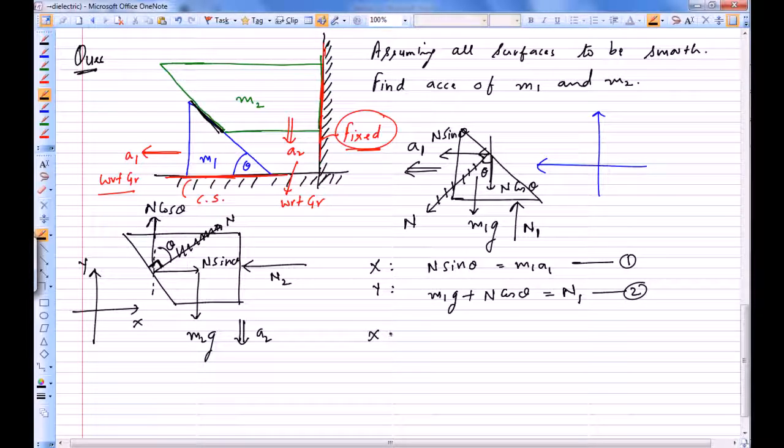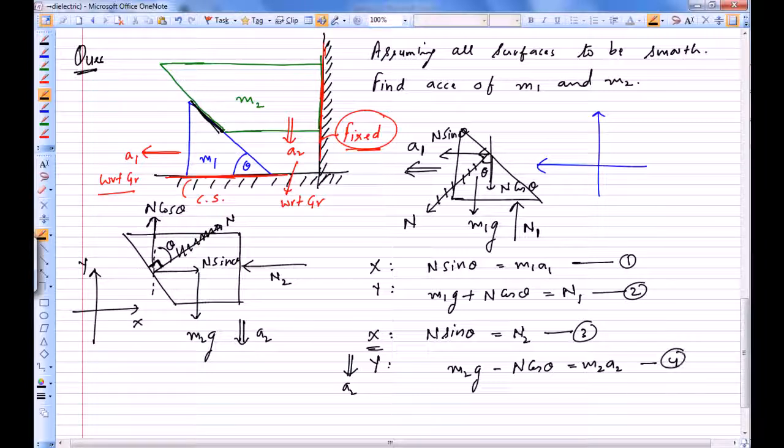For the x-axis there is no acceleration of mass m2. We can apply force balance in the x-axis. So we have something like n sin theta is equal to n2, and in the y-axis the net acceleration is vertically downwards, and that acceleration is a2. So the net force in the y-axis should be equal to m2a2. So m2g minus n cos theta is equal to m2a2. So this is our fourth equation.